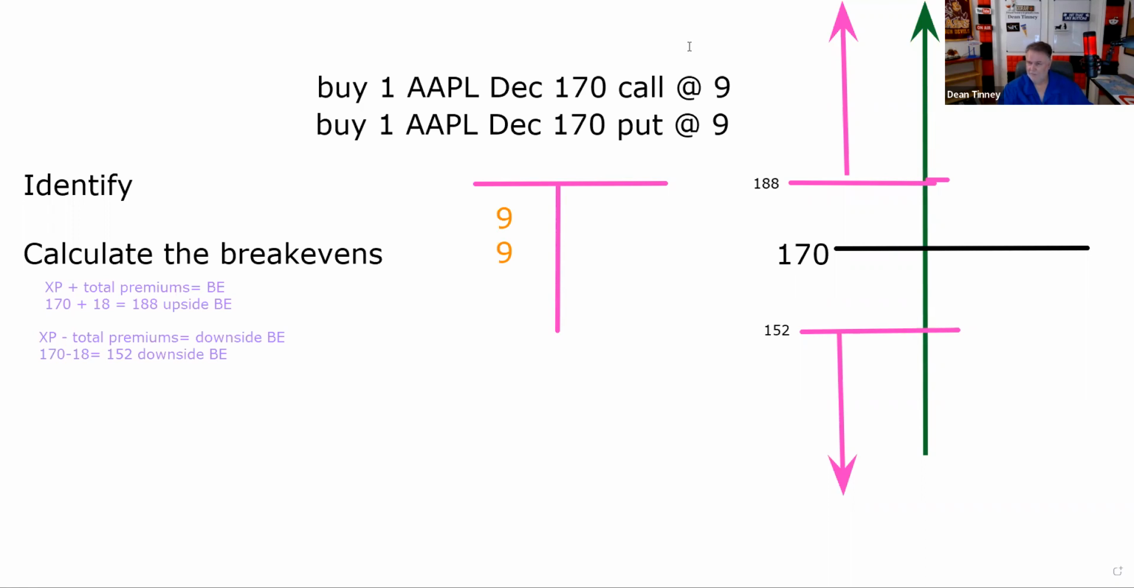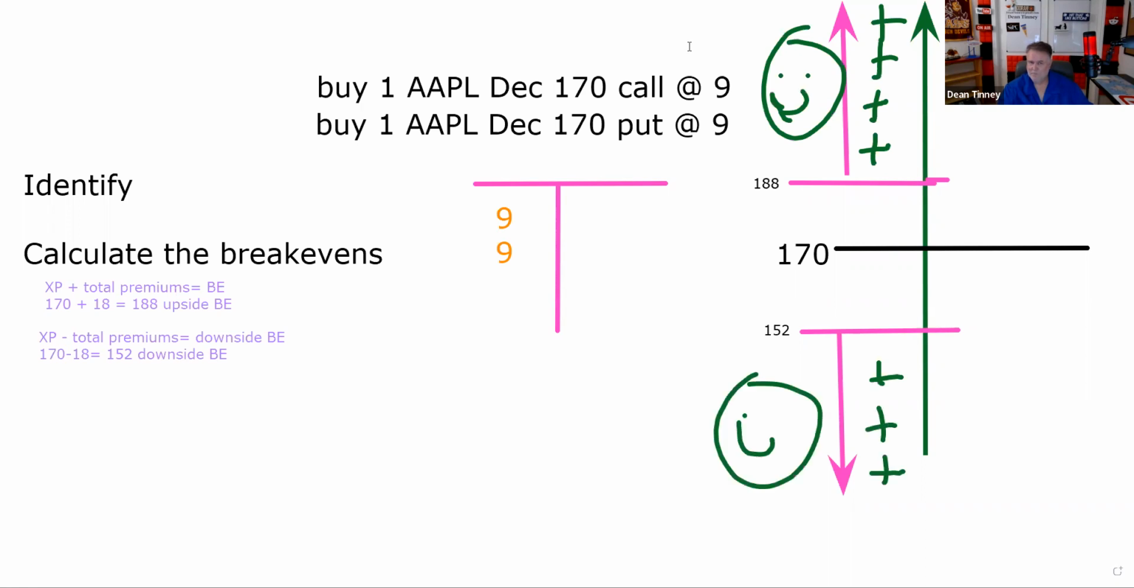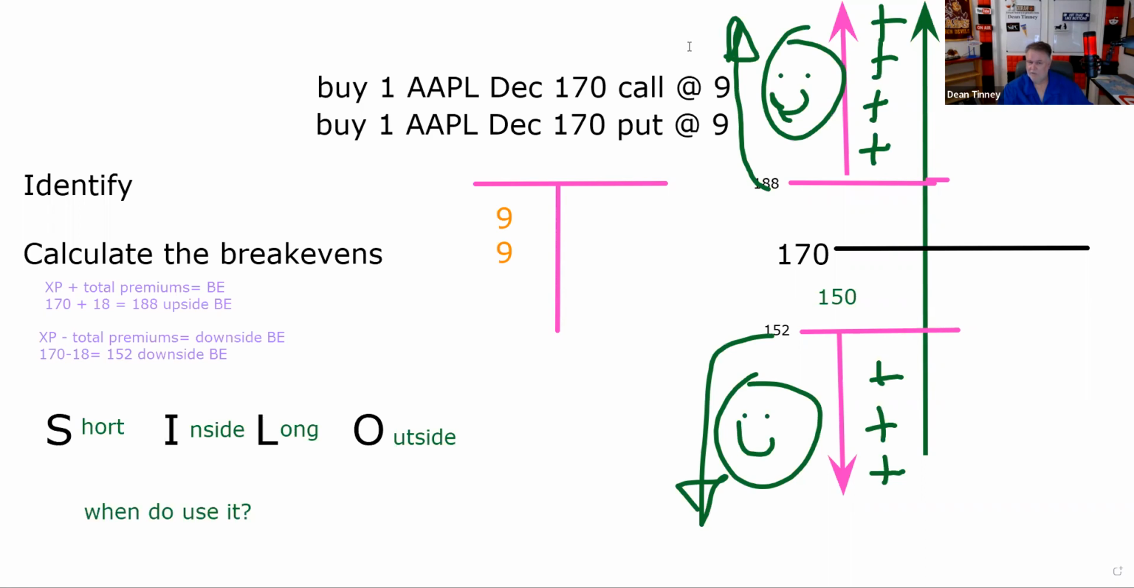Where is it profitable? We got a great memory aid, SILO: short inside, long outside. We just can compare that and see where it's at. And then when do we use it?